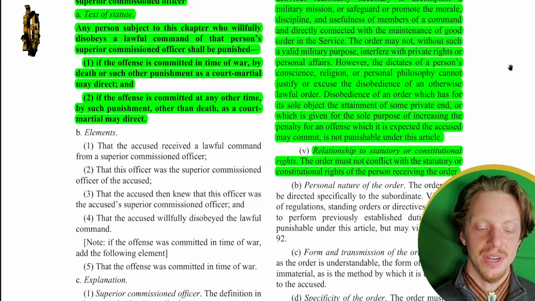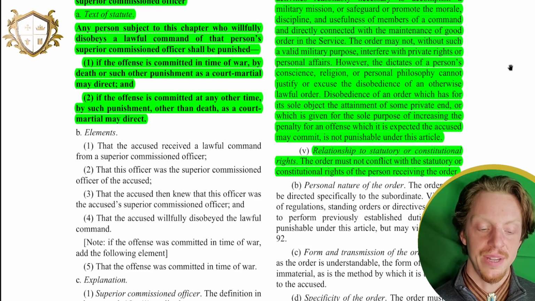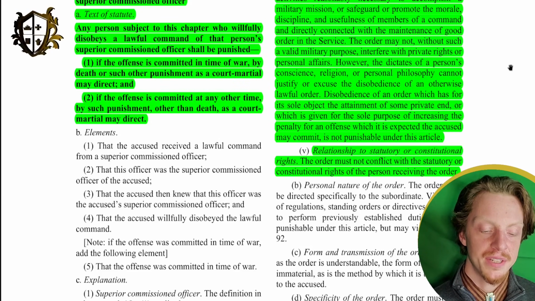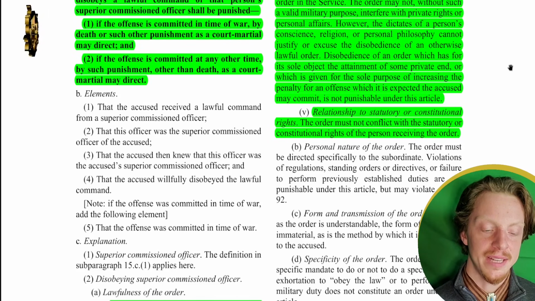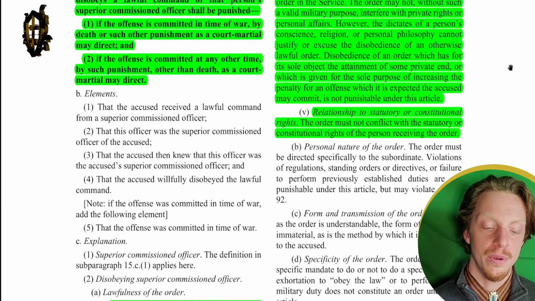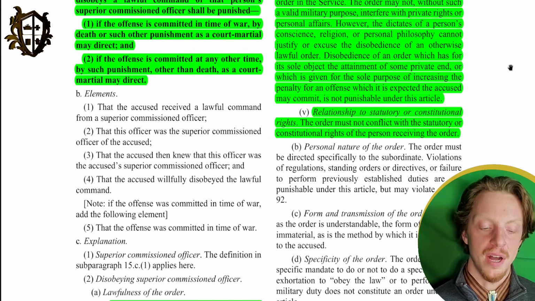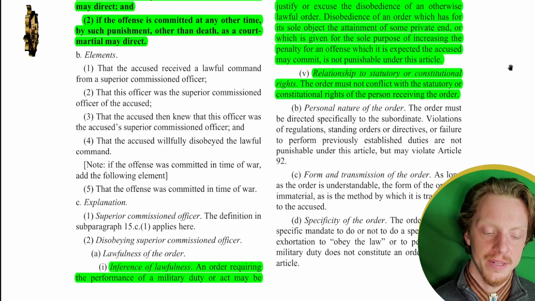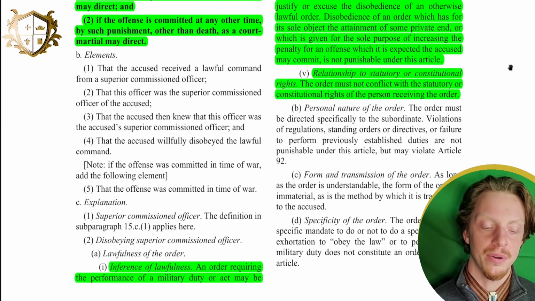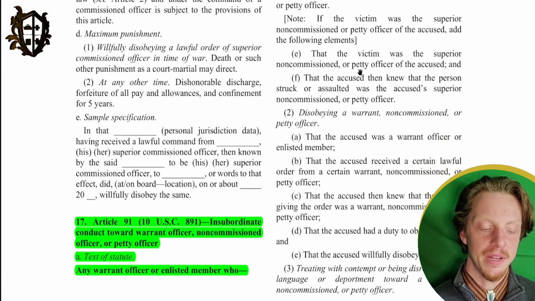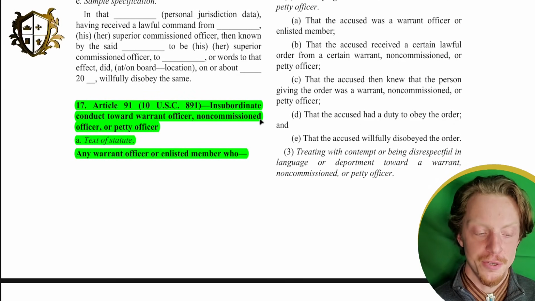However, the dictates of a person's conscience, religion, or personal philosophy cannot justify or excuse the disobedience of an otherwise lawful order. Disobedience of an order which has for its sole object the attainment of some private end, or which is given for the sole purpose of increasing the penalty for an offense which it is expected the accused may commit, is not punishable under this article. 5, relationship to statutory or constitutional rights: the order must not conflict with the statutory or constitutional rights of the person receiving the order. So there we get that implied standard that is going to be made overtly clear in Article 92.